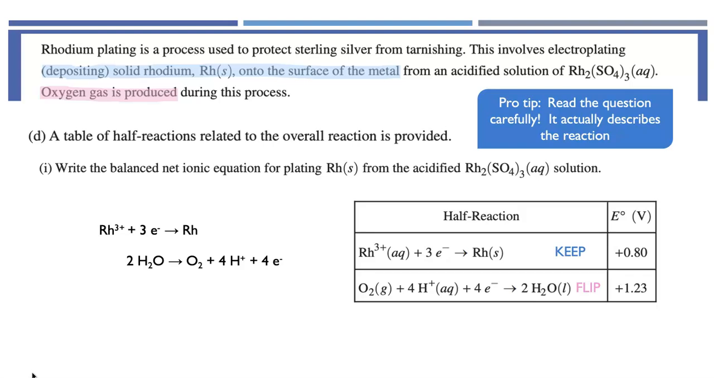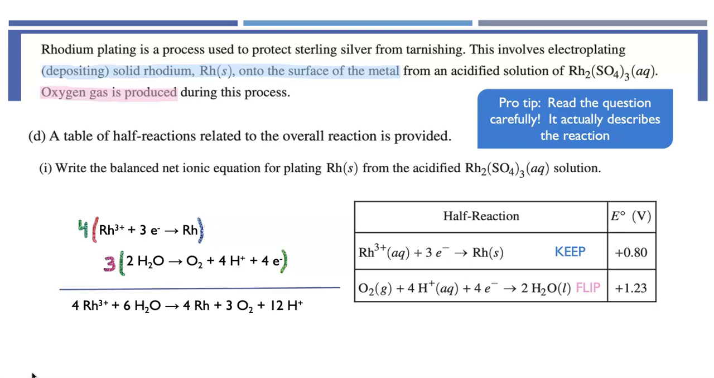Now, the other thing to keep in mind is when we are writing overall equations for redox processes, the number of electrons lost has to equal the number of electrons gained. I can't have electrons in my overall reaction. They need to cancel out. So what I need to do is multiply the rhodium half reaction by 4. And I'm going to multiply the oxygen half reaction by 3. That gives me 12 electrons in each half reaction, and those electrons will cancel out. And then I can add up my 2 half reactions.